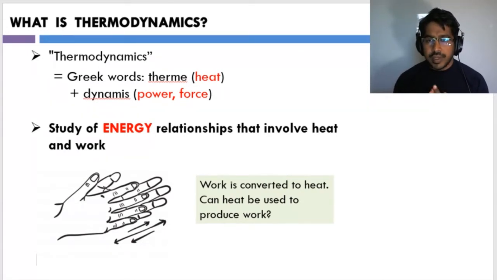Perfect. So once we start rubbing our hands against each other, due to friction, we create heat, right? Now we can essentially interpret this process as us doing some work. We moved our hands so that we generated heat. So we use work to produce heat. Can heat be used to produce work? Awesome. So we can definitely use heat to produce work, and in the coming sections, we'll discuss how we can use heat to produce work.